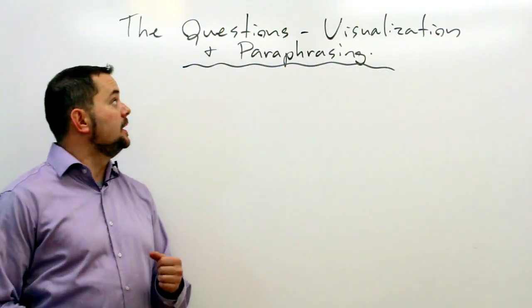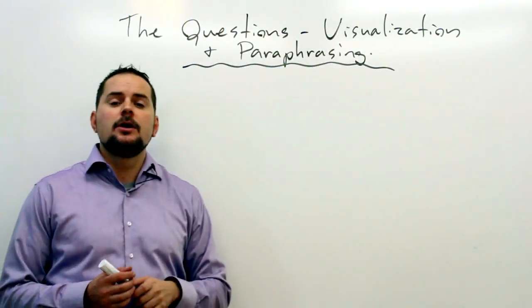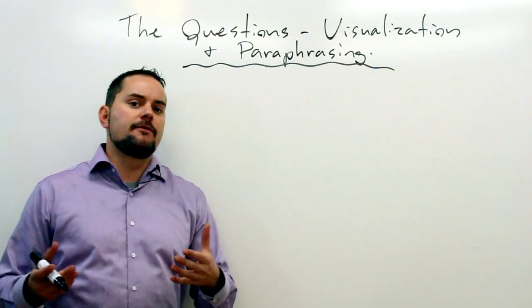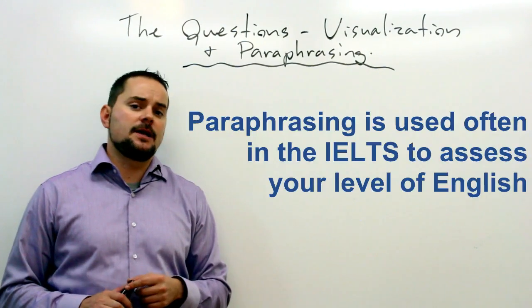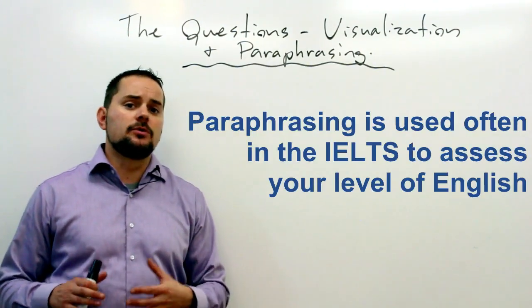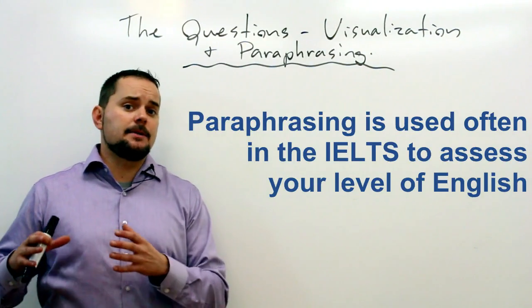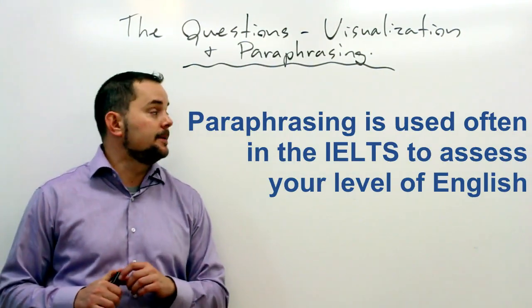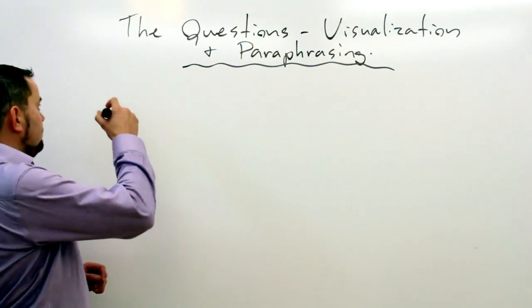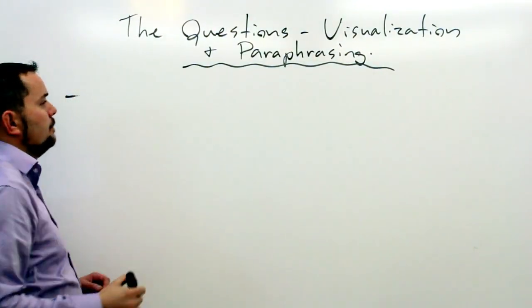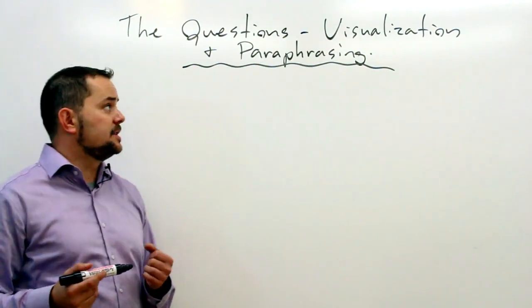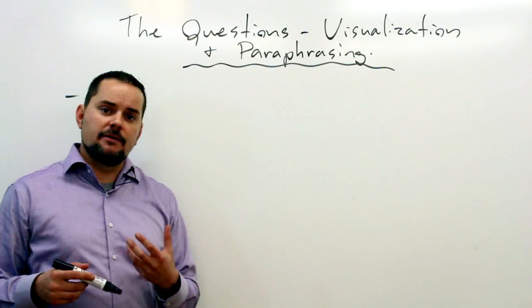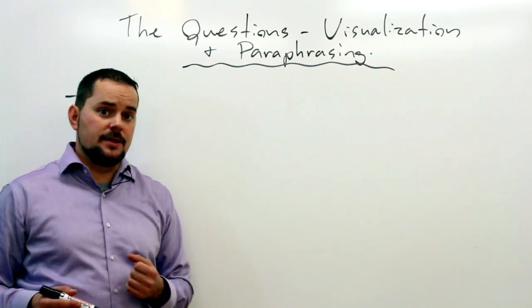So last but not least is paraphrasing for true, false, not given. Of course, as you know from previous lessons now, paraphrasing is one of the primary tools used by the test makers to assess your level of English proficiency. Just a quick review from previous paraphrasing lessons, that there are a couple of main ways that we can paraphrase language within the IELTS test.